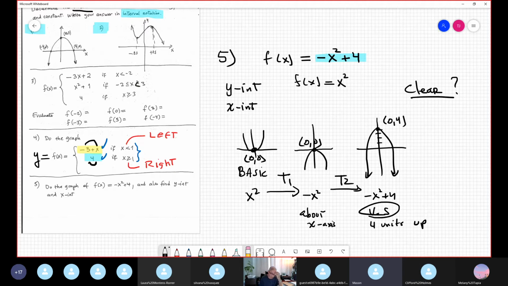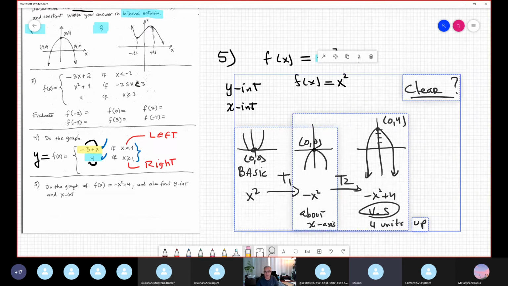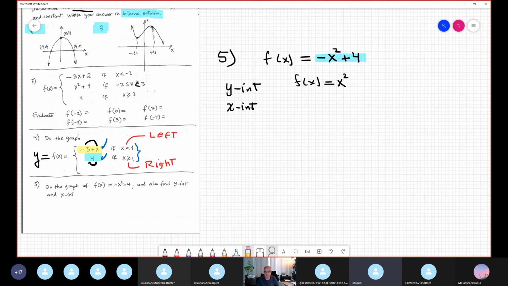Clear. Therefore, I have almost 100% of the information because I know that the parabola opens down because negative is reflection, and also the vertex is located at the point 0,4. Okay, by the way, that is the y-intercept. I have good information so far. Now I go directly to the point to find the x-intercept and y-intercept.